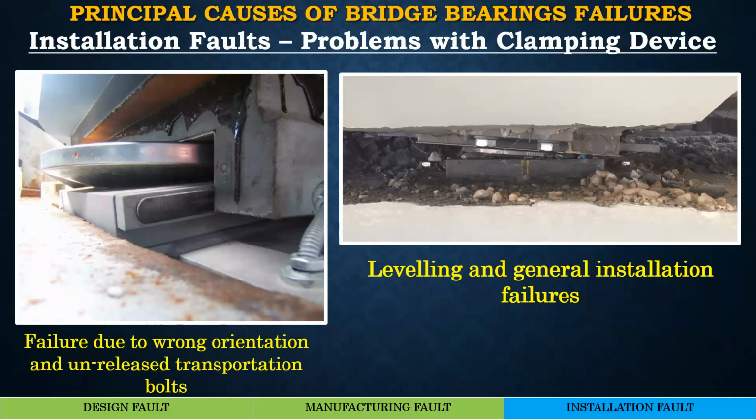These are again some examples of poor installation due to either lack of clamping device or not removing the clamping devices. This is a failure due to wrong orientation on unreleased transportation bolt. You can see that leveling and general installation failures here.